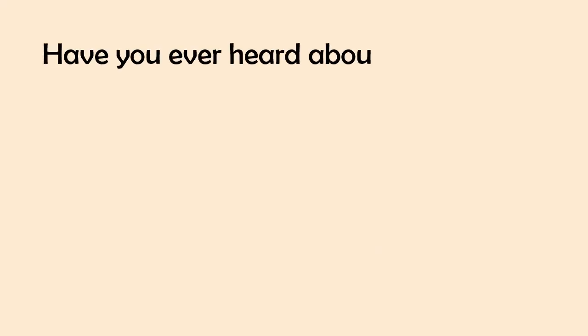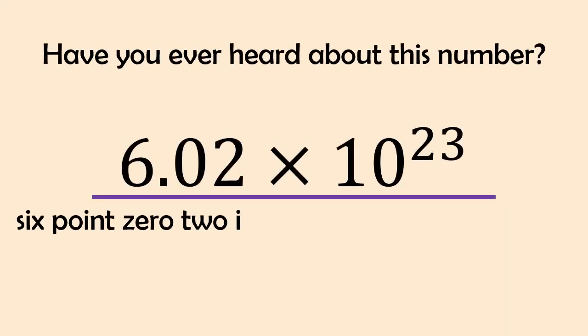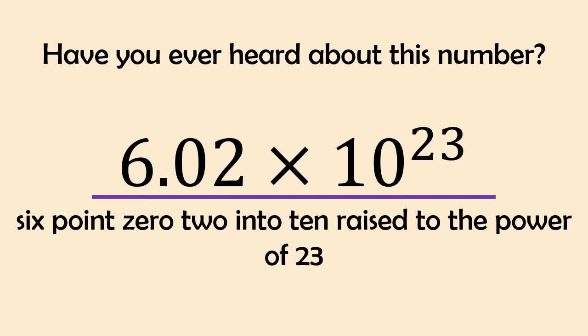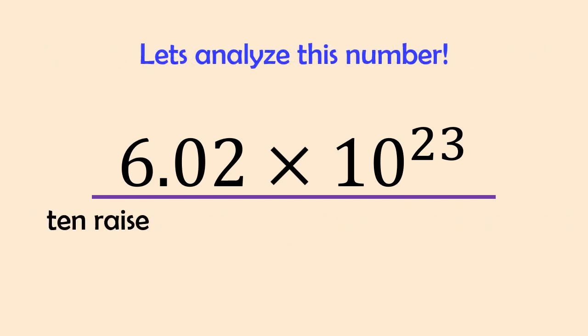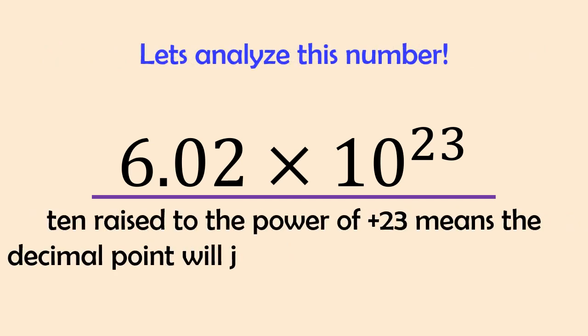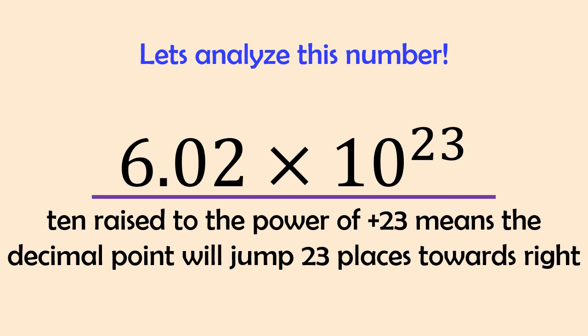Let's begin. Have you ever heard about this number? 6.02 into 10 raised to the power of 23. 10 raised to the power of 23 means that the decimal point will take 23 jumps towards right. Please analyze the number.